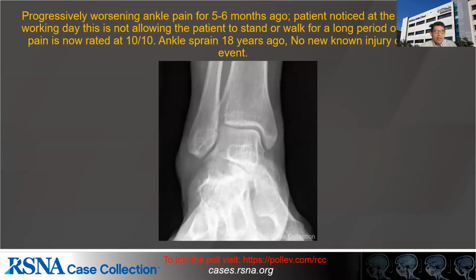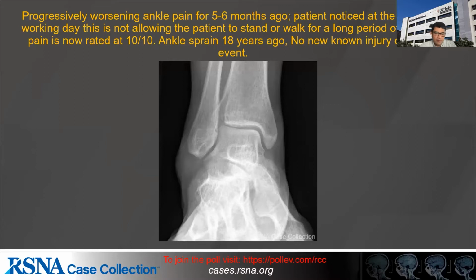In case 2, we have a patient presenting with progressively worsening ankle pain for about 5 to 6 months. The patient noticed at the end of the working day, this is not allowing her to stand up or walk for a long period of time. The pain is now rated about 10 out of 10. And she did have a history of ankle sprain about 18 years ago. But other than that, there's no new injuries for this event.